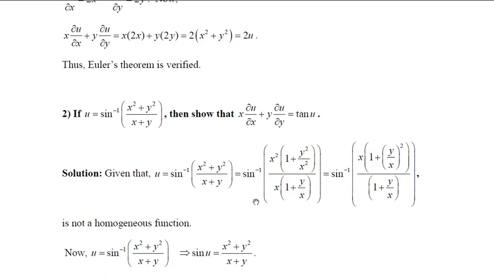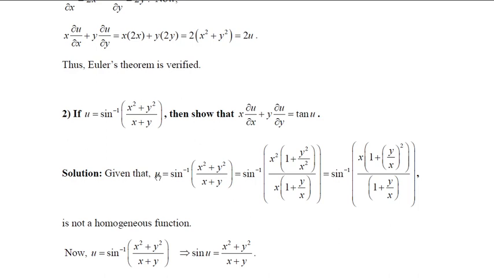But is it possible to reduce this one into homogeneous? Yes, it is. Why? Because this inside term of sine inverse is homogeneous. Only thing, because of this sine inverse, it is not homogeneous. Let's do one thing. Send this sine inverse to this side, so that this becomes sine u.